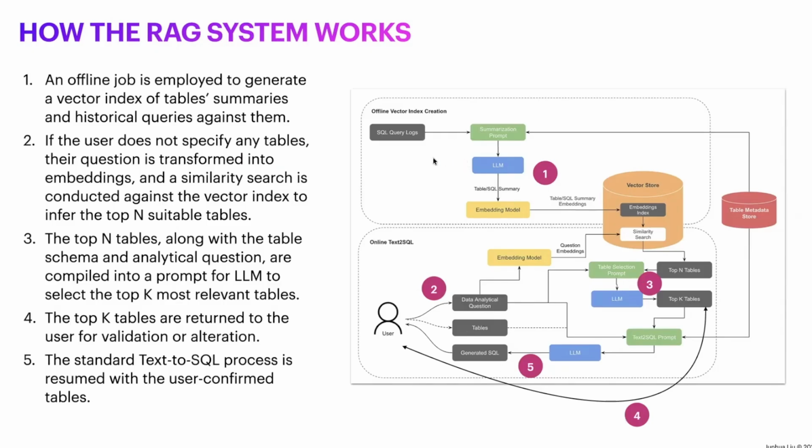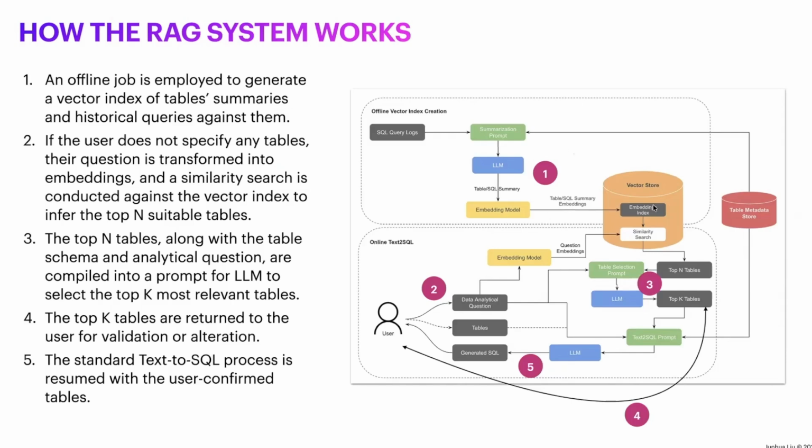In the first step, the offline job is employed to generate a vector index of table summaries and the historical queries against them. We can see that the SQL query logs and the table metadata are passed into a prompt template, and then go into a large language model to generate the table summary, which is converted into embeddings and saved into the vector store. So essentially, this vector store holds the metadata of the tables in the data warehouse, rather than the actual content of the records in the data warehouse.